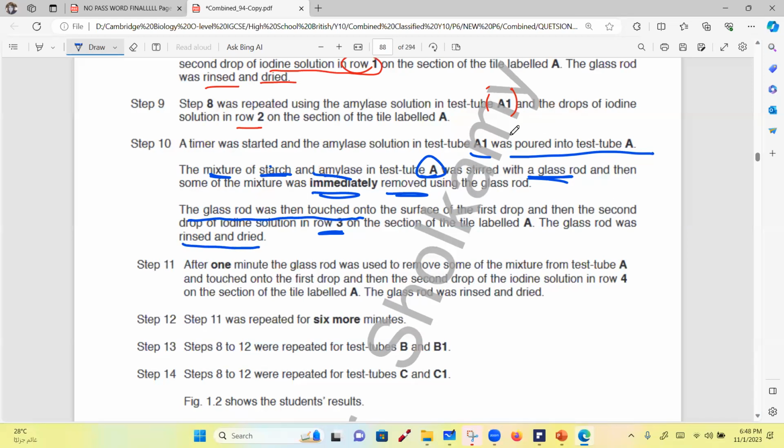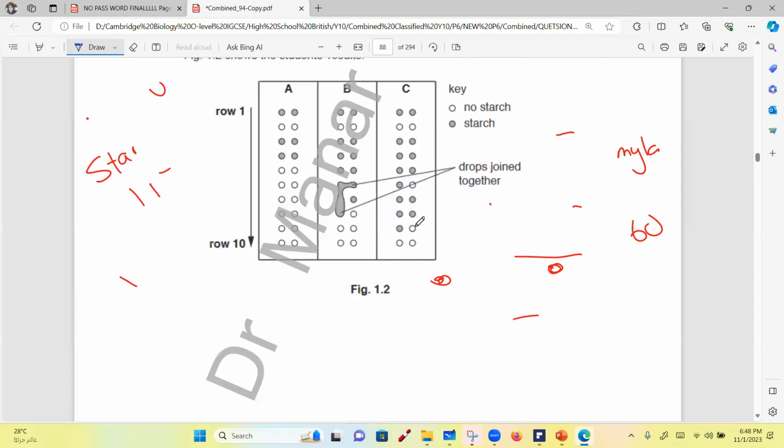This is what we said. This is what happened in row 3. So row 1, starch only. Row 2, iodine only. Row 3, this is when we started to mix. I hope you understand this because this is going to make a difference in the results.